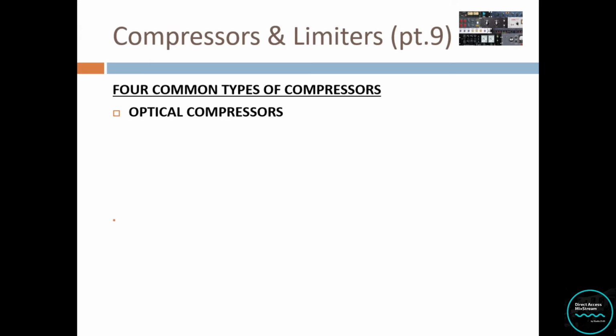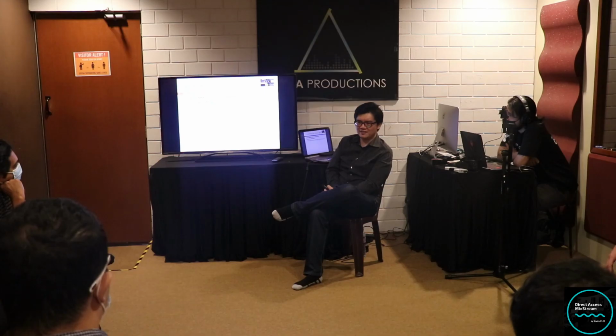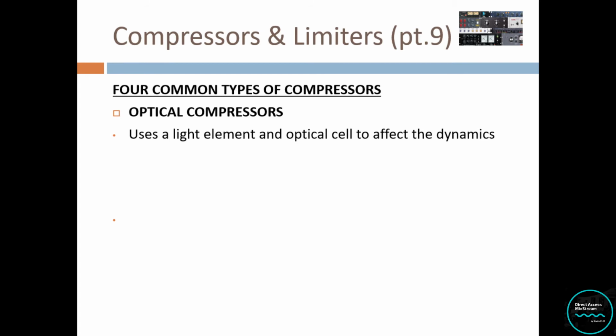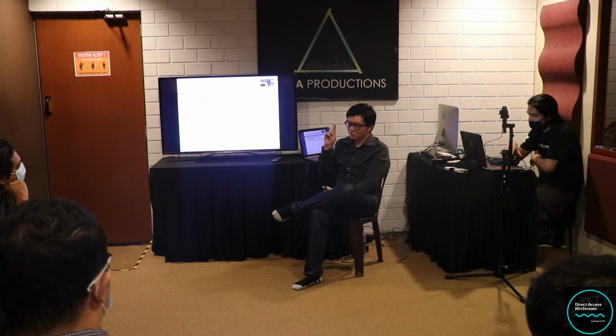So next one, optical compressors. Optical compressor, it's very unique. It's very fascinating how the engineers who were building these kinds of devices thought of this idea. Who would have thought you'd use a light element, basically a light bulb, and an optical cell to affect the dynamics. Especially in the old days, with the incandescent light bulbs, you press on a switch, right? It's not instant, right? It takes a bit of time to glow to maximum brightness.